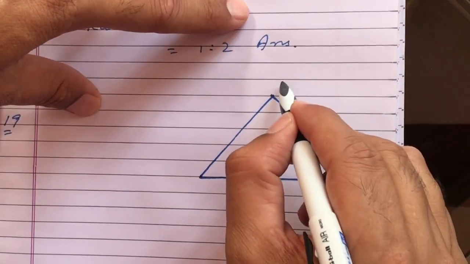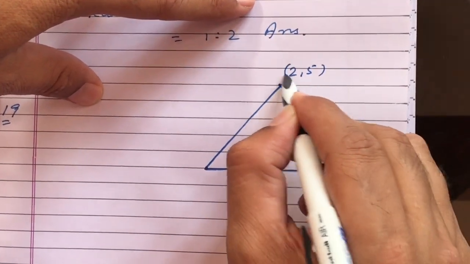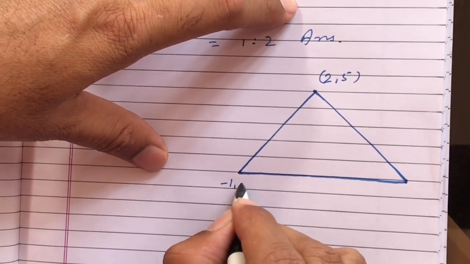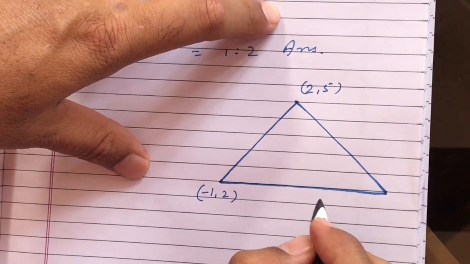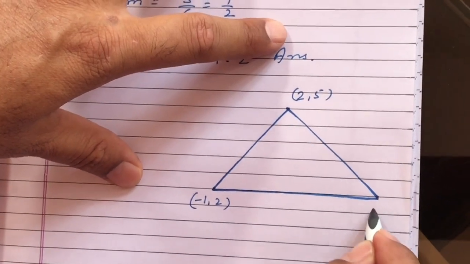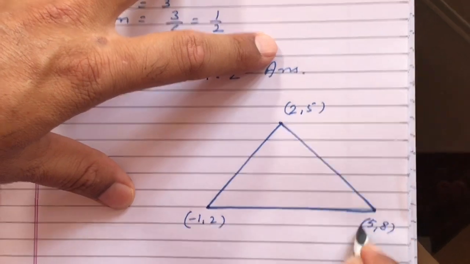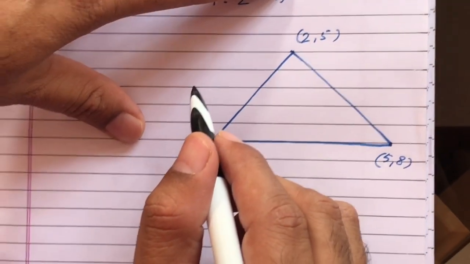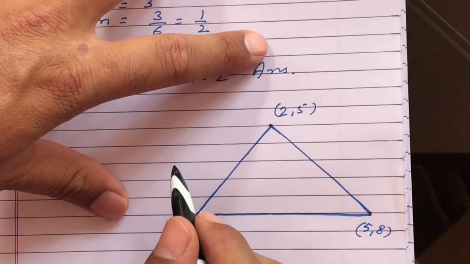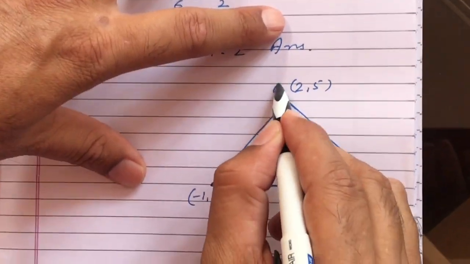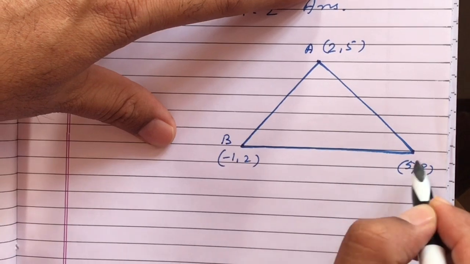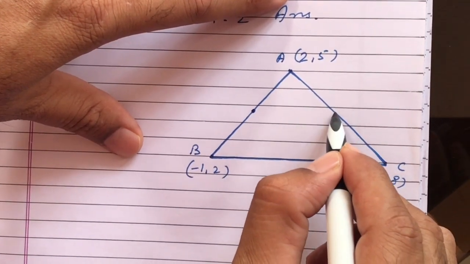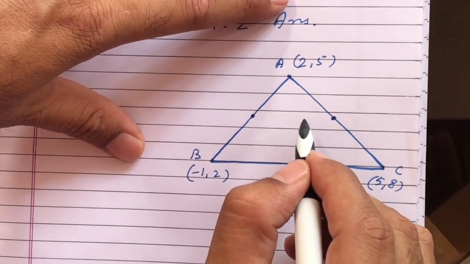A is (2, 5), B is (-1, 2), C is (5, 8). Points P and Q lie on AB and AC. This is triangle ABC. P lies on AB, Q lies on AC.